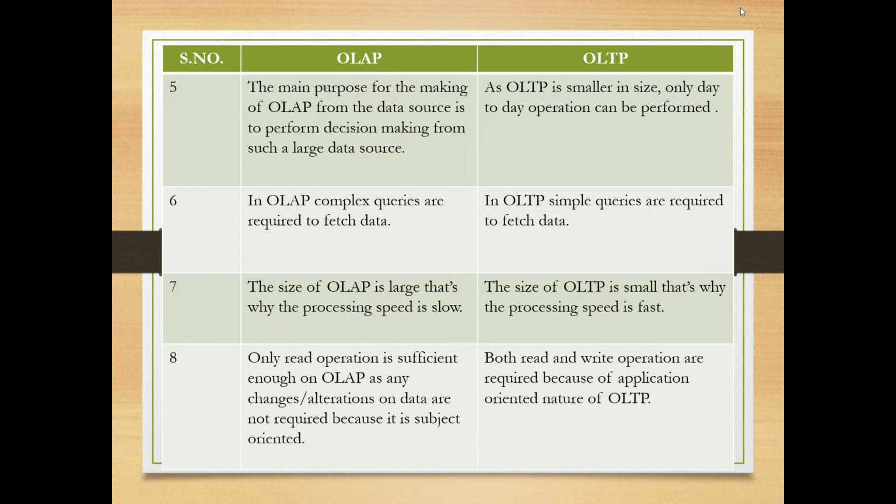The size of OLAP is large, that's why the processing speed is slow. The data warehouse is large because the data is collected from different types of sources and the data is in terabytes to petabytes, so obviously the processing speed is slow. The size of OLTP is small, that's why the processing speed is fast.